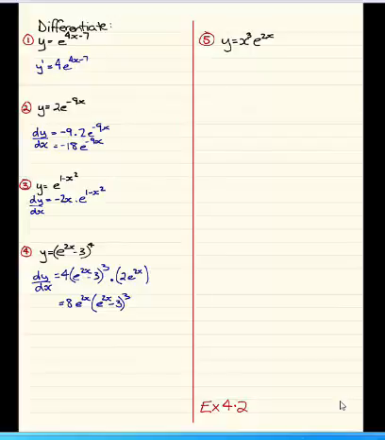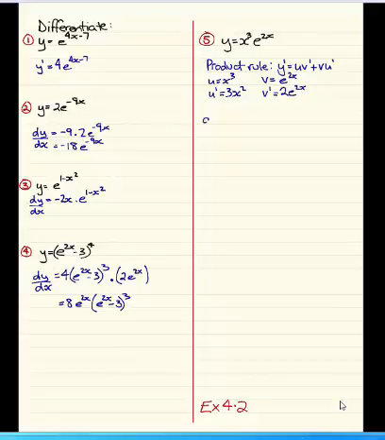Alright, so let's have a look at the next one. We have y equals x cubed e to the power of 2x. Who remembers which one we're using for this? This is the product rule. Okay, so what is our product rule? y dash equals uv dash plus vu dash. Okay, so in this case, u is equal to x cubed, so u dash is equal to 3x squared. v is equal to e to the power of 2x, so what's v dash? Well, that's 2e to the power of 2x.